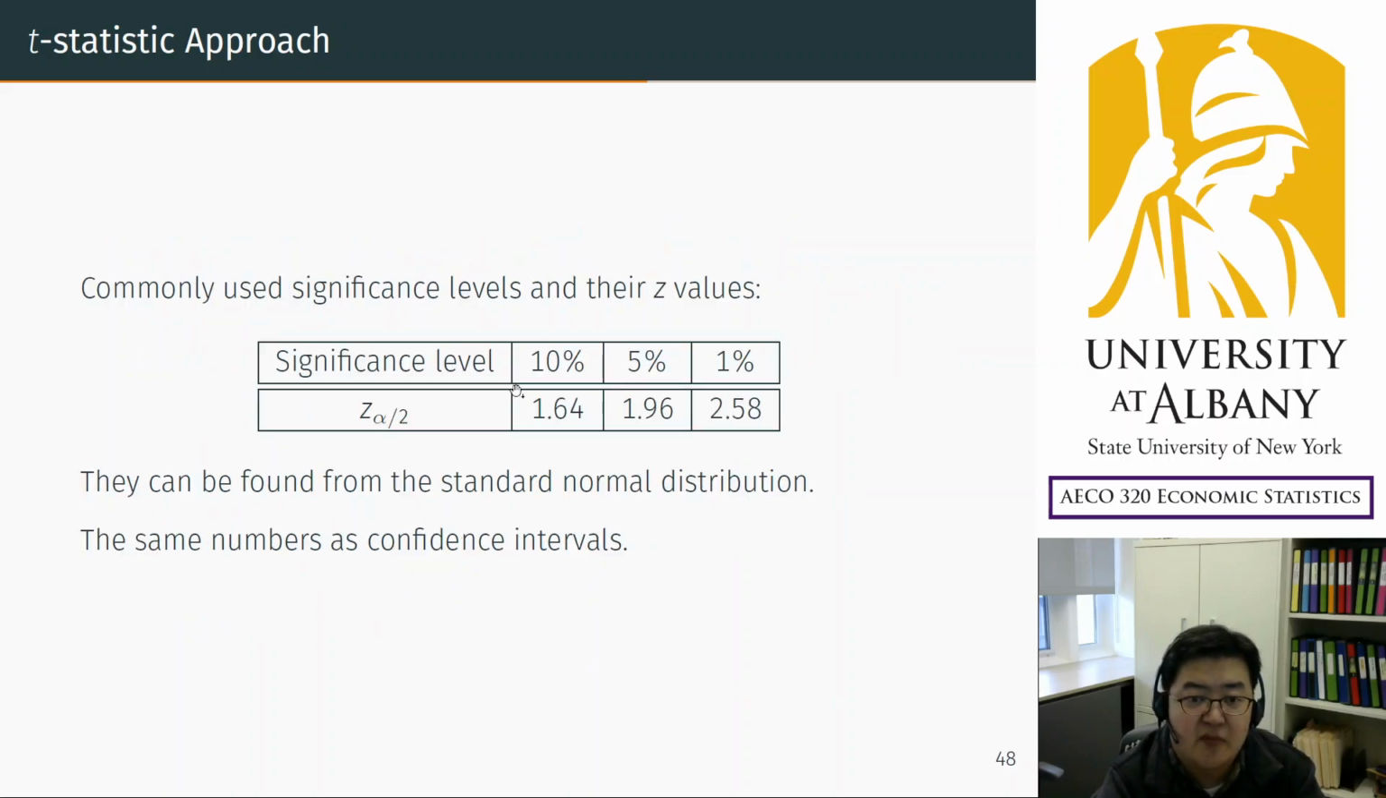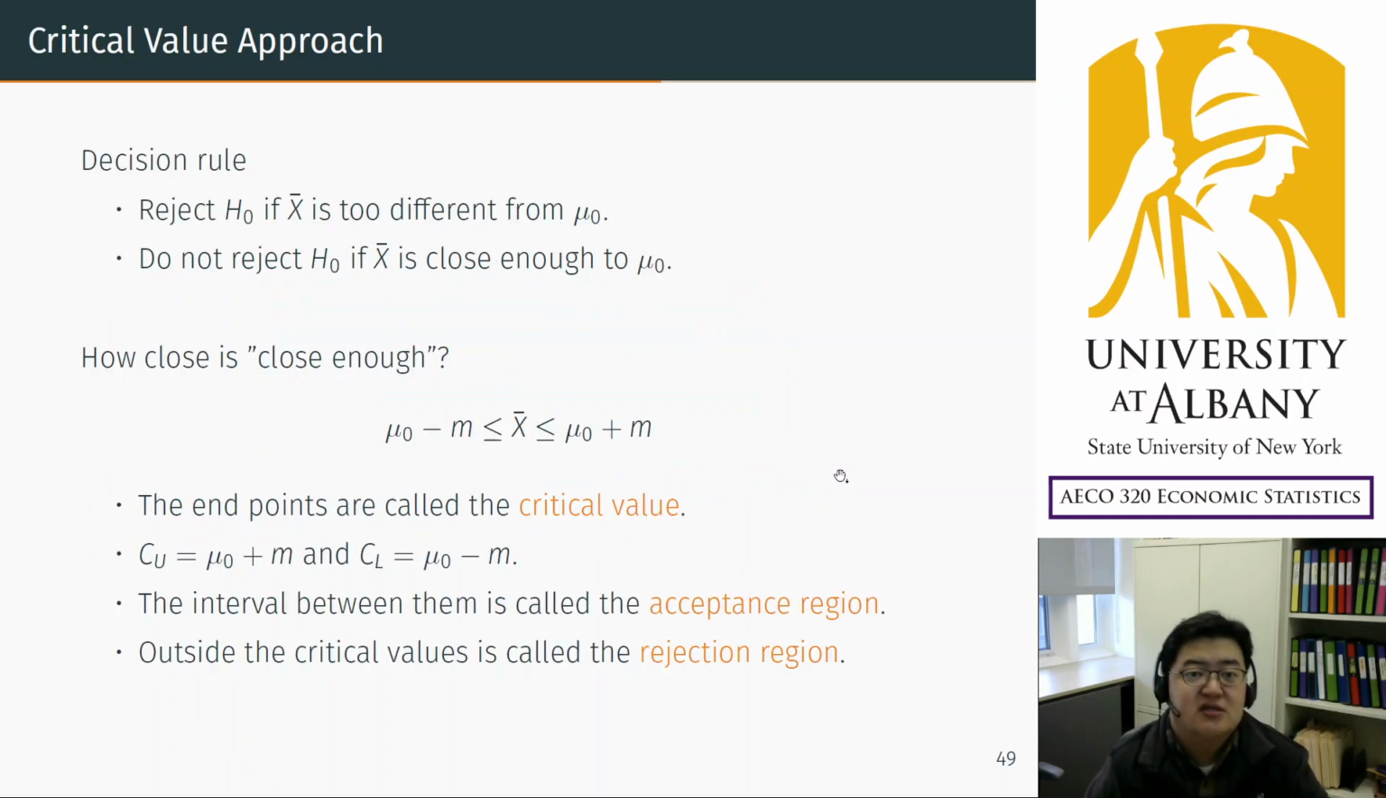And these are the common numbers. Given the significance levels, these are the cutoffs for the t-statistic. And as a rule of thumb, plus minus 2 is usually used by many applied people. Again, same as confidence interval. So now, the last approach is the critical value approach.